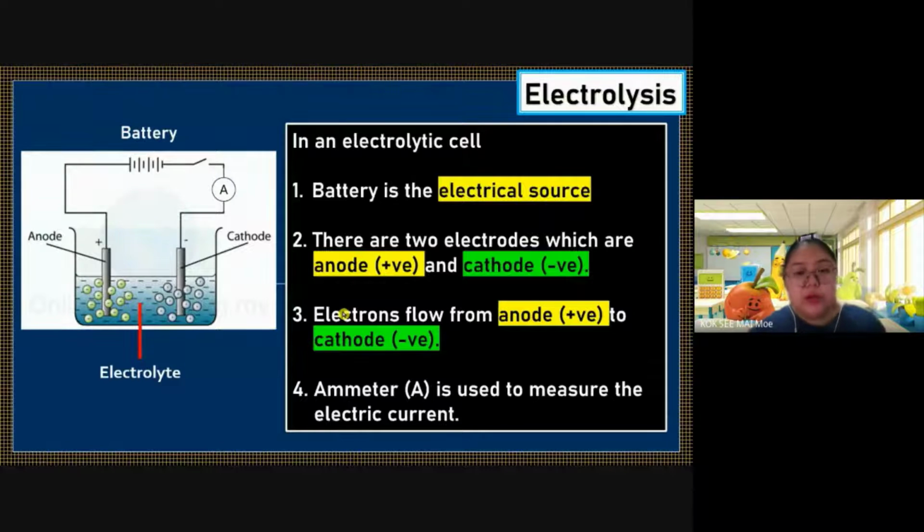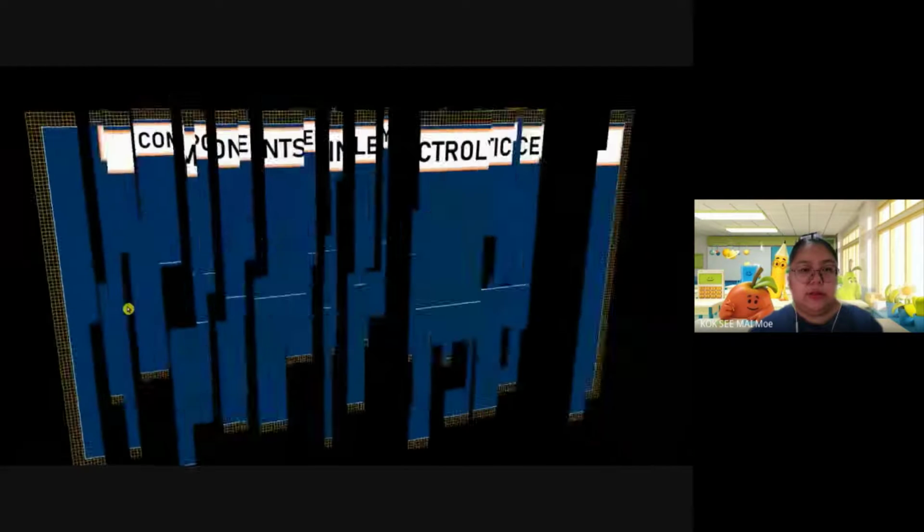current flow. From here you can see the ammeter A is used to measure the electric current. If the current flows, the ammeter needle will be deflected. When the needle is deflected, then we know the whole process is running. Current is passing through, which means the ions in the electrolyte have started to move. So this is the process for electrolysis.